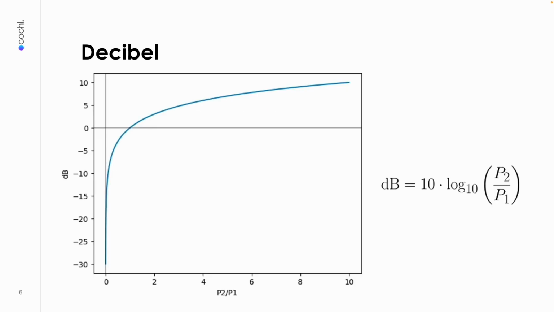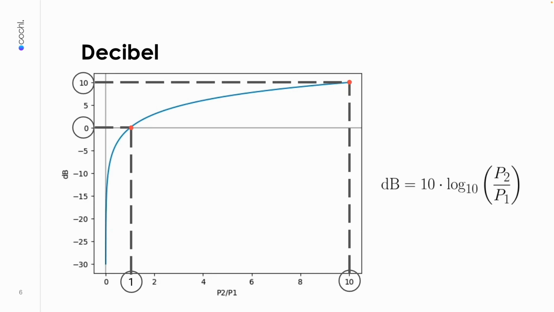Let's visualize this formula. First, let's assume that P2 and P1 have the same value. At this time, it becomes 0 decibels. If P2 is 10 times P1, there is a 10 decibels difference. As in the example mentioned earlier, if the power difference between two signals is doubled, it will be approximately 3 decibels.